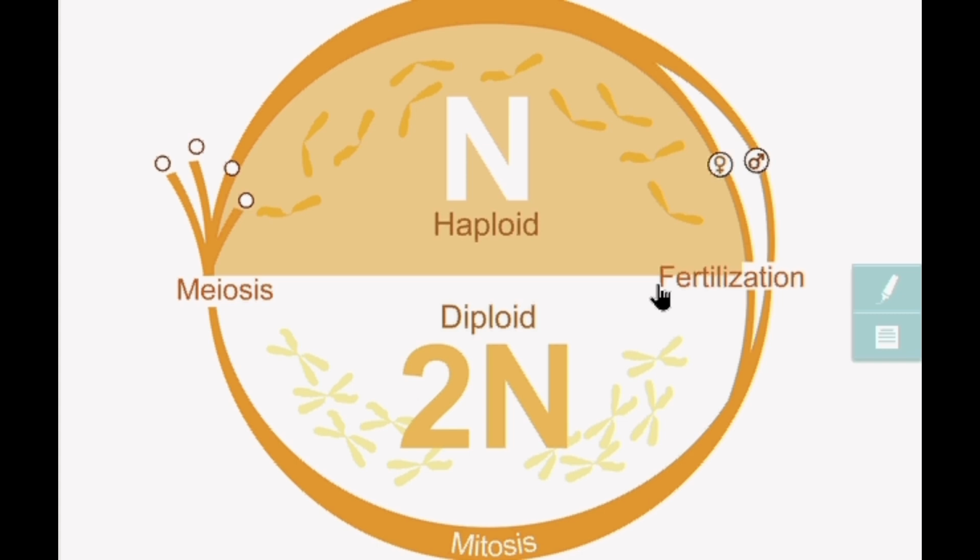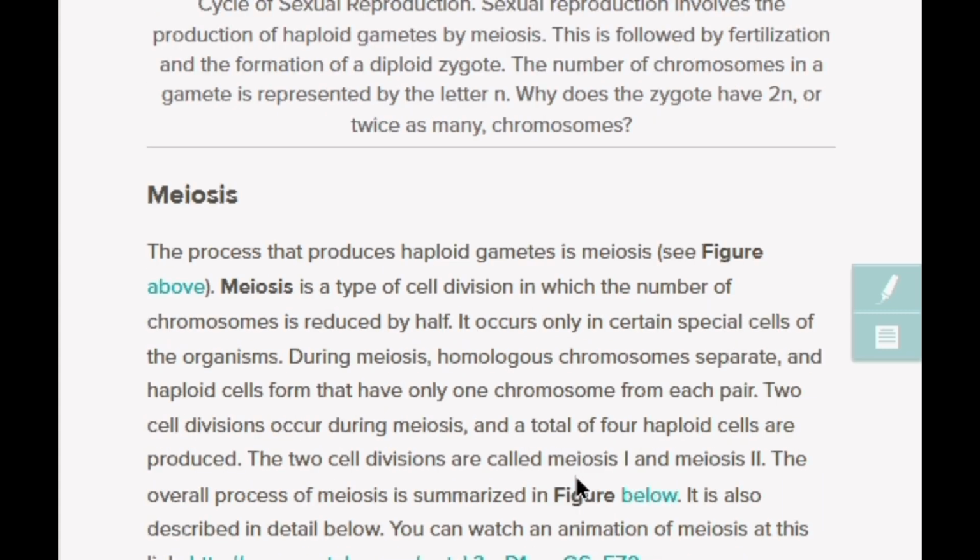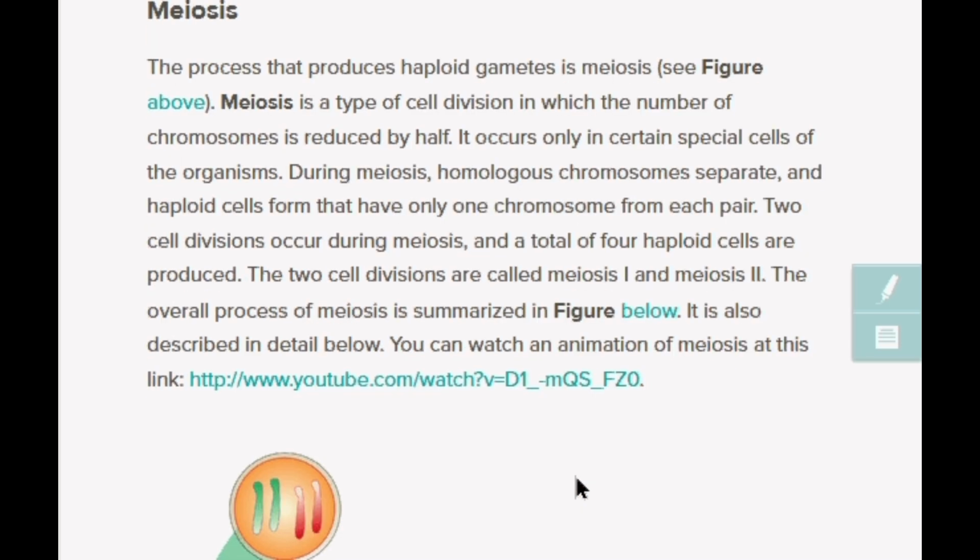Sexual reproduction involves the production of haploid gametes by meiosis. This is followed by fertilization and the formation of a diploid zygote. The number of chromosomes in a gamete is represented by the letter N. Why does the zygote have 2N, or twice as many, chromosomes? Meiosis. The process that produces haploid gametes is meiosis, see the figure above.